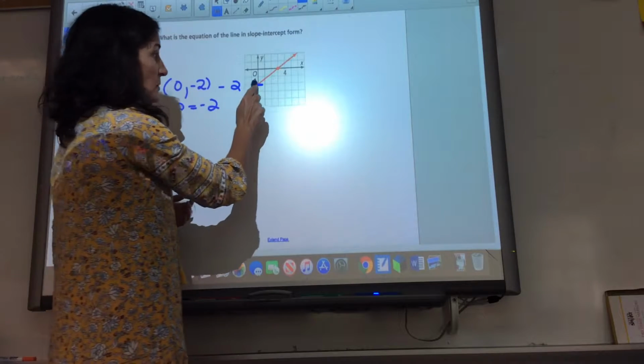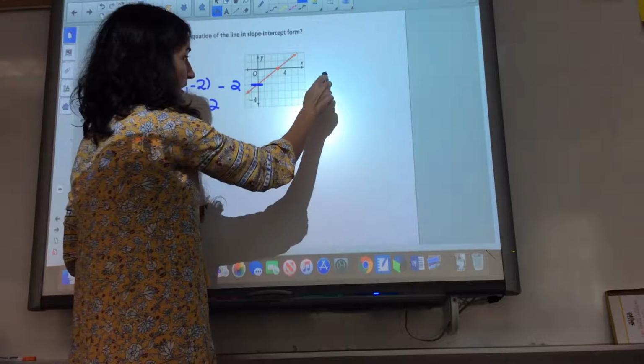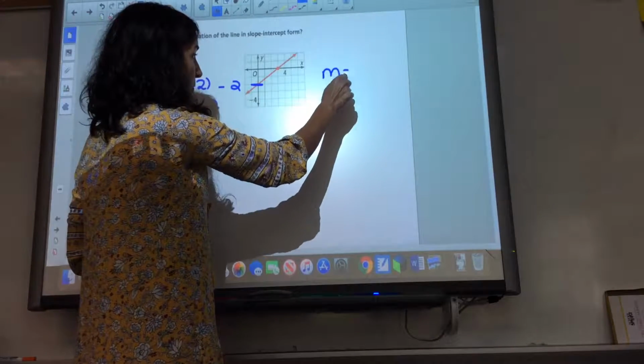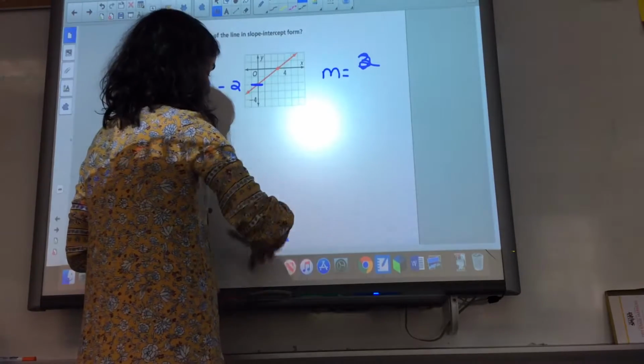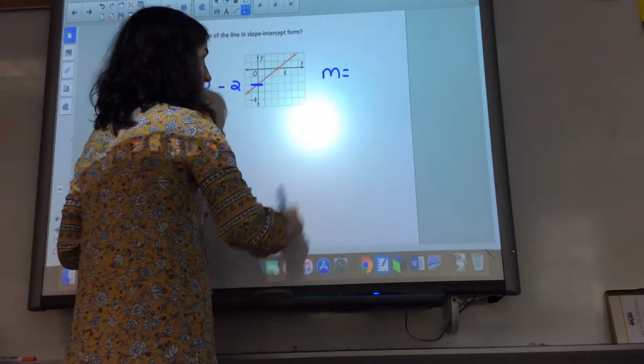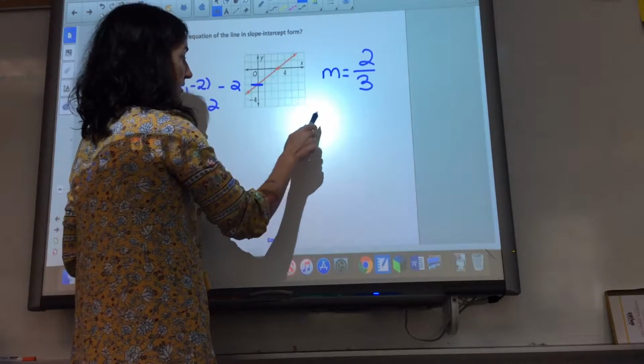The slope is we go up 2 and over 3, all right? So our slope is up 2 and over 3. So we rise 2 and we run 3, up 1, 2, over 3, okay?